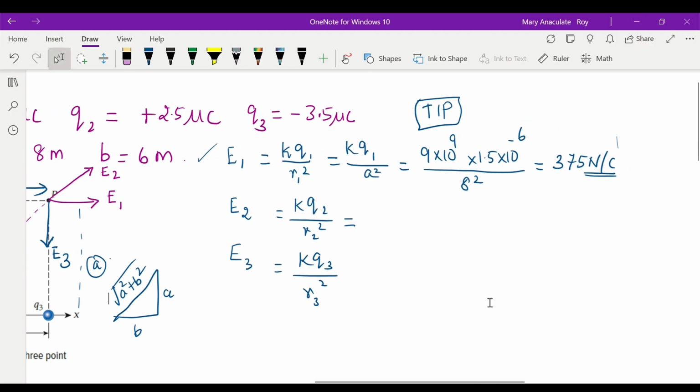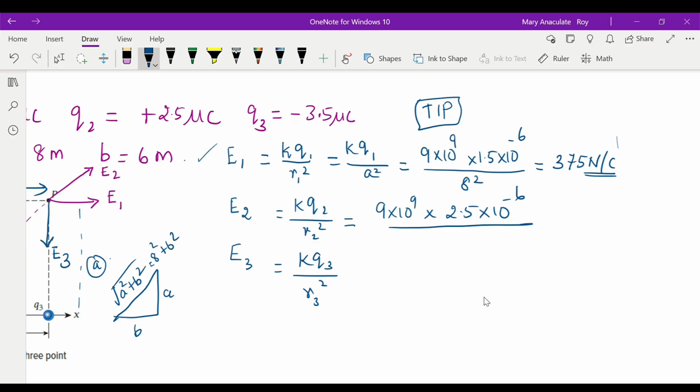Alright, so you will substitute into the same formula here. So 9 times 10 to the power of 9 times the charge, which is 2.5 times 10 to the power of negative 6, over this. You can separately find this. It is the square root of 8 squared plus 6 squared. You will get 10. Okay, so it's squared here, so it is 10 squared. Be very careful with the substitution. If you miss a square in the denominator, your whole answer might go wrong. So that should give you 225 Newton per Coulomb.